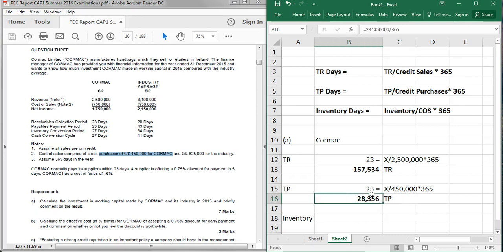That's what our trade payables are. And of course, if you want to go back now and do your normal way, you have your trade payables, you have your credit purchases, you can work back and make sure it comes to around 23 days, just to double check your approach. It may be slightly off with rounding, but don't worry about that.